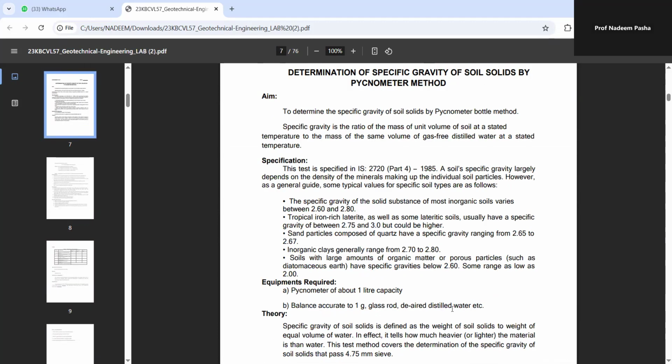So the specific gravity of soil solids is defined as the weight of soil solids to the weight of an equal volume of water. As I have stated earlier, specific gravity is the weight of soil solids to the weight of water in an equal volume. In effect, it tells how much heavier or lighter the material is than water. This method covers the determination of specific gravity of soil solids passing through a 4.75 mm sieve.